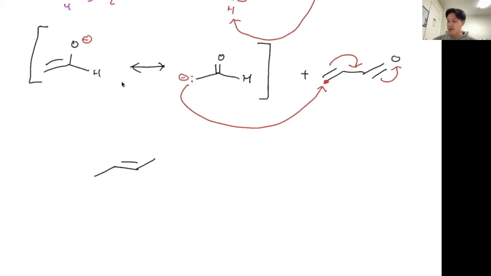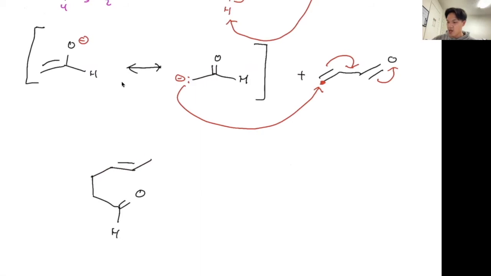Here comes the hard part of seeing it. We have 1 carbon here, 2, 3. So we're going to have 3 carbons. 1, 2, 3. So we have this H over here, and then O, right? And then at this, we have the oxygen here. And then this is negatively charged, right?